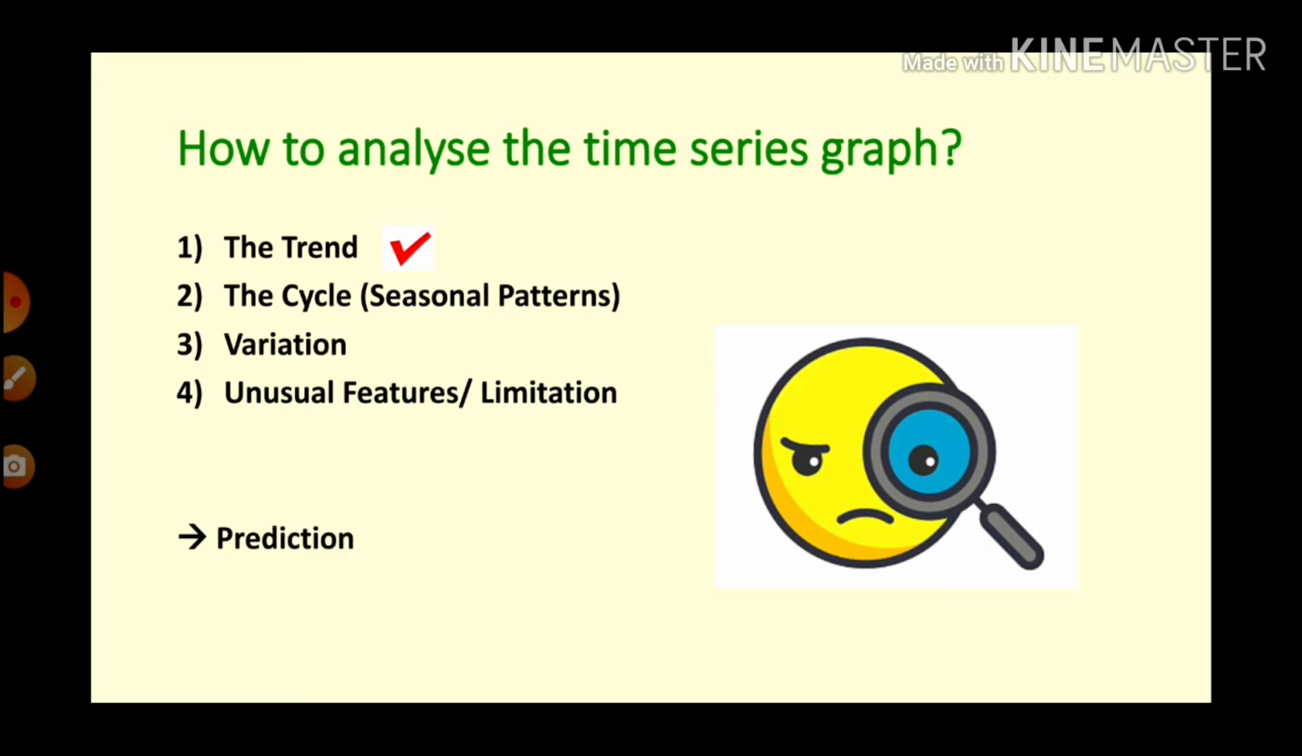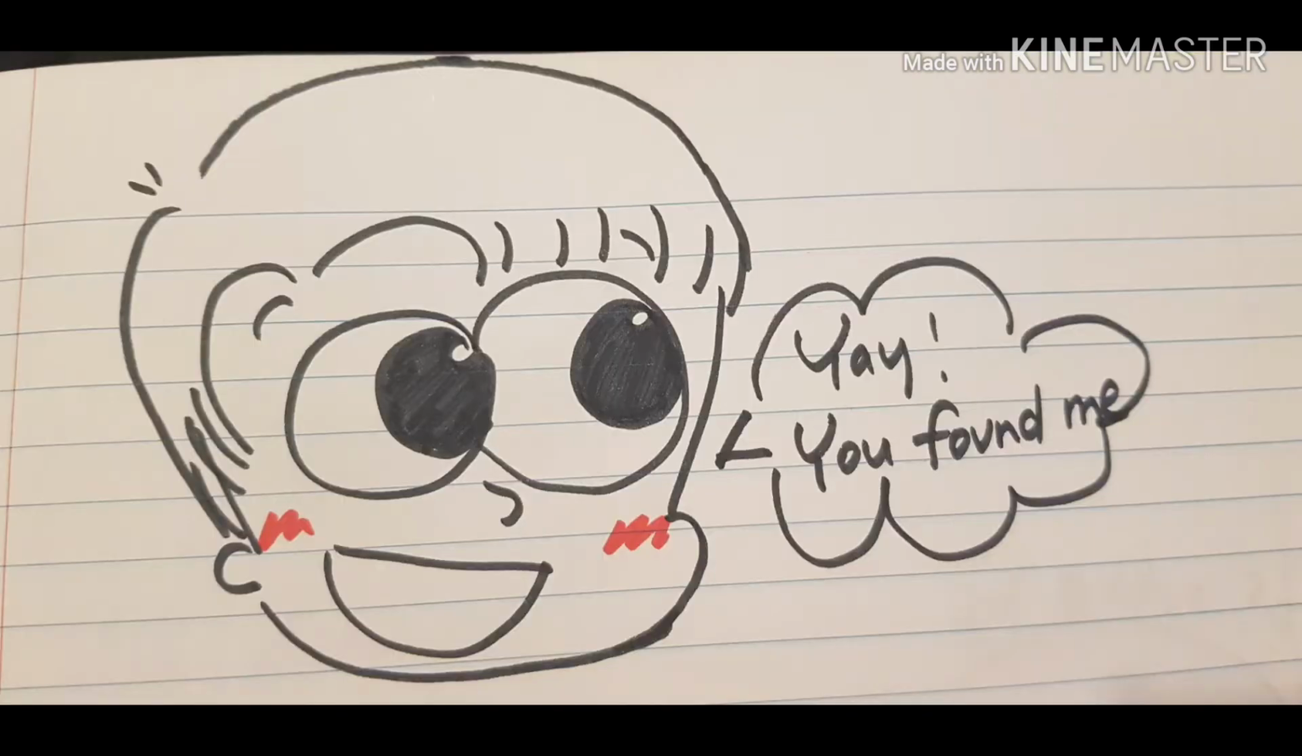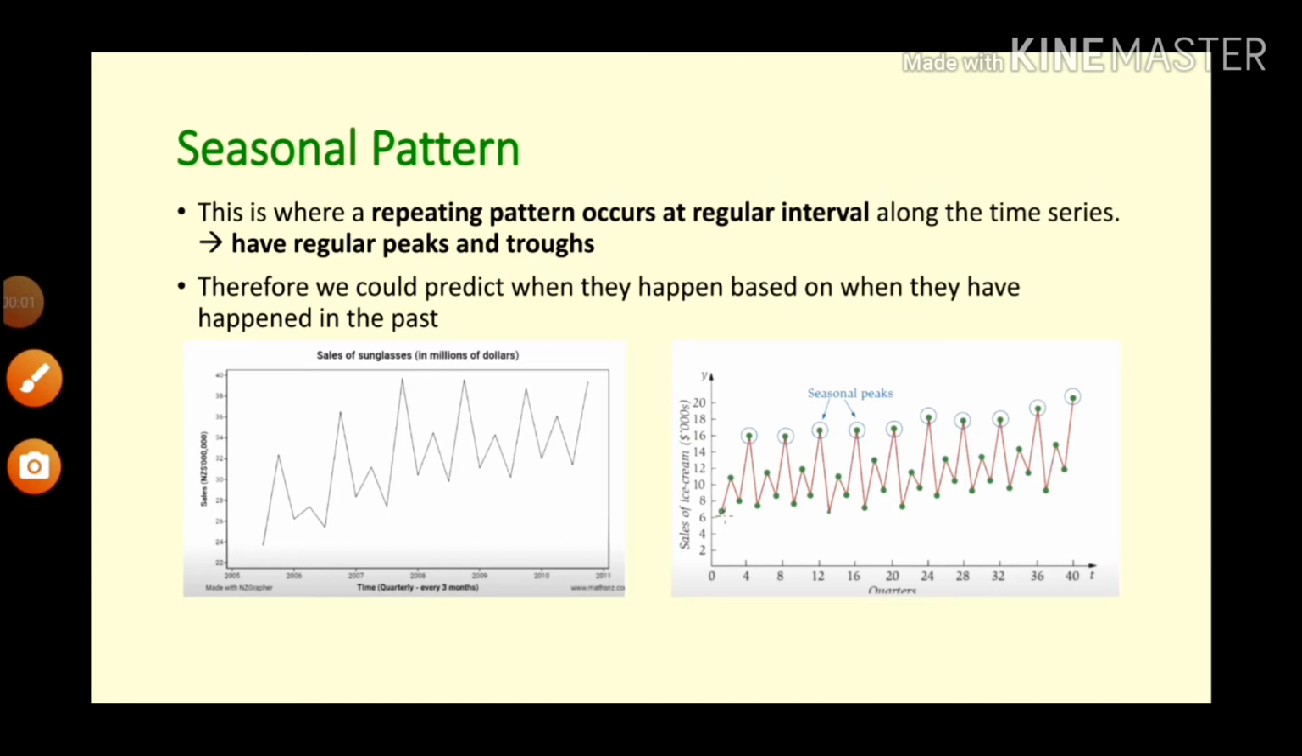Ta-da! We have covered how to analyze a trend. Now let's look at the cycle, which is talking about the seasonal pattern. Seasonal pattern is where a repeating pattern occurs at regular intervals along the time series. So if you have a look at this one, what do you see?